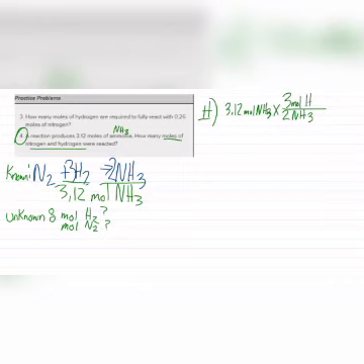Multiply across the top, divide by the bottom, and that's going to give us 4.68 moles of hydrogen.